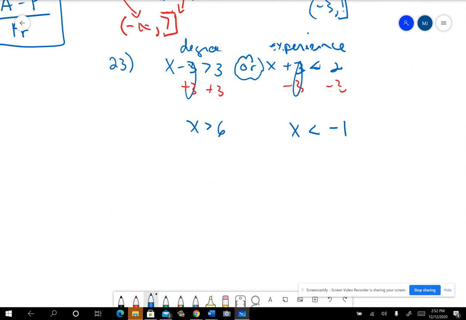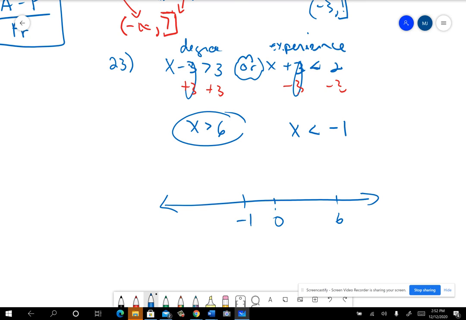Still not thinking about the word or. I'm going to do my scratch work picture. I like to just show these key numbers and think about it. So this one I'll do in blue. Here would be all the solutions bigger than 6. Okay, this one I'll do in red. Here would be all the things that would satisfy that.